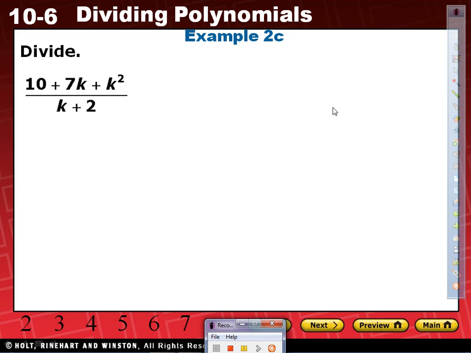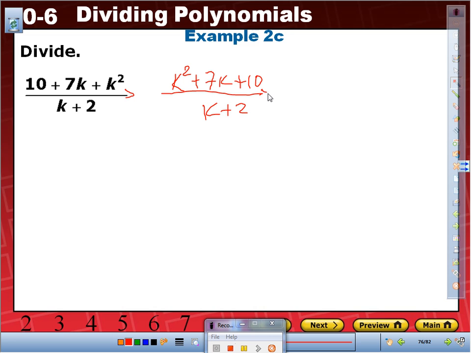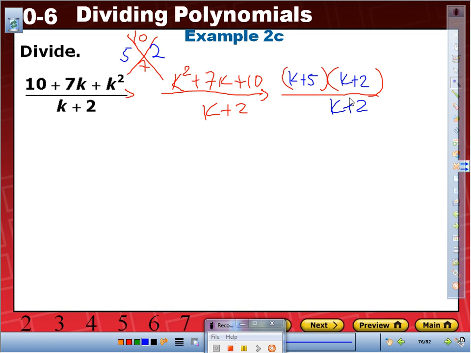Okay, let's see. Step 1, is it in standard form? No, we need to rewrite this. K squared plus 7k plus 10 over k plus 2. And we can factor the numerator. This becomes, let's see, Power Rangers. We got 10 and 7. Factors of 10? 5 and 2. So this is k plus 5, k plus 2. Denominator is k plus 2. Giant 1. We're left with k plus 5. Hands up if you got that by yourself.